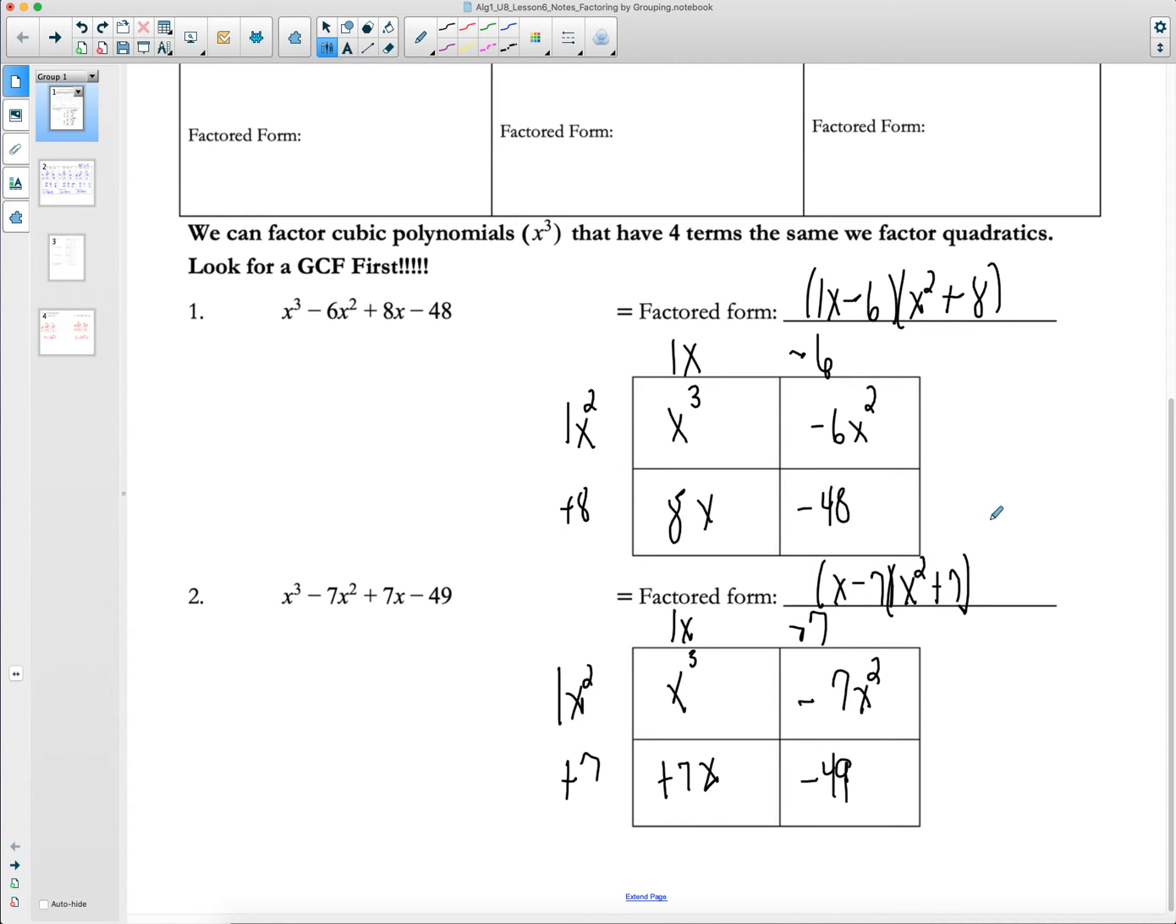And once again, we've mentioned this a couple times already, but if you're ever unsure, all you have to do is take out a piece of scratch paper and take a look at these by doing your area model. If you multiply everything out and combine like terms, you should get what you started with, which is a nice self-check. All right, so moving on.